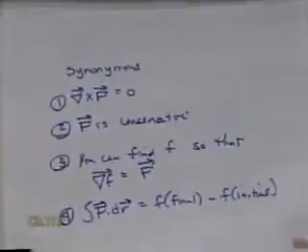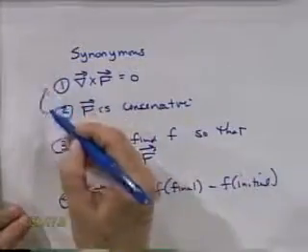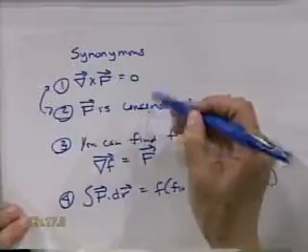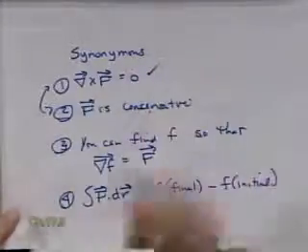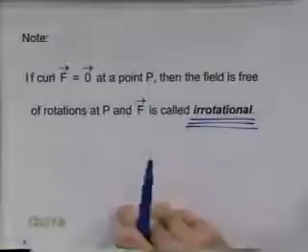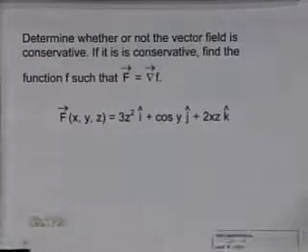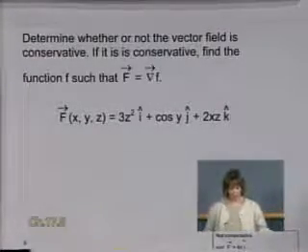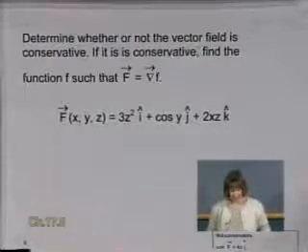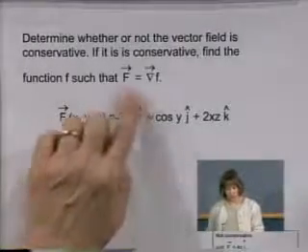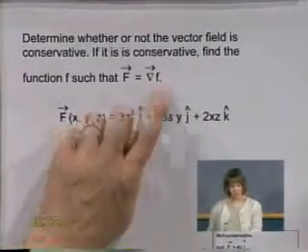Okay? All right. Now, we really haven't proven this; we proved it going one way. If F is conservative, we proved this is true. We haven't gone the other way, but that will come. Okay, now let's look at a problem here. Determine whether or not the vector field is conservative. If it is conservative, find the function for which F is equal to the gradient of little f.